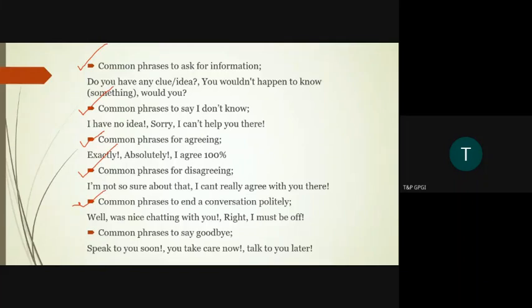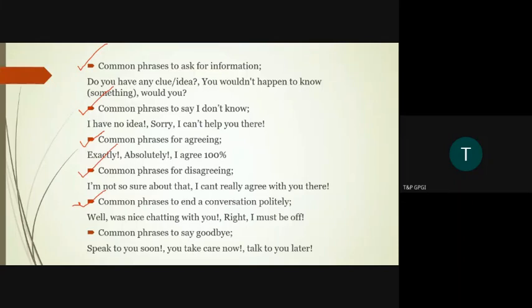Now, the most difficult one is how to end the conversation politely. You need some phrases to end the conversation politely. So, how you can say is, well, was nice chatting with you. Was nice talking with you. Okay. Or, right, I must be off now.